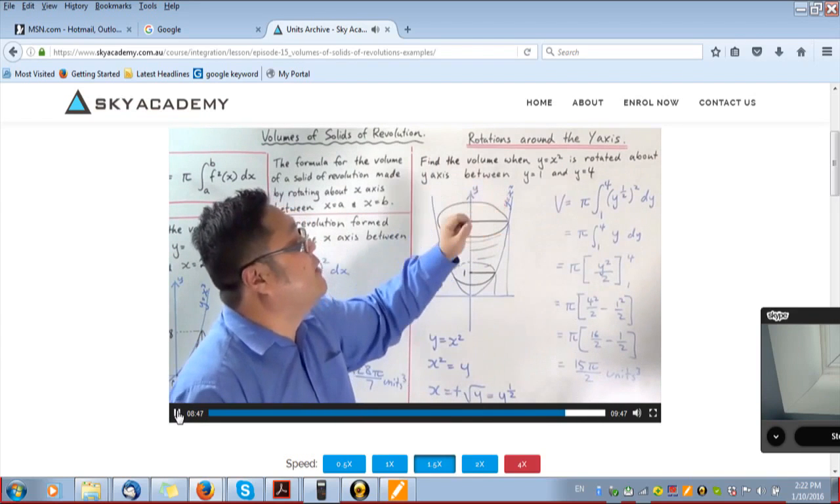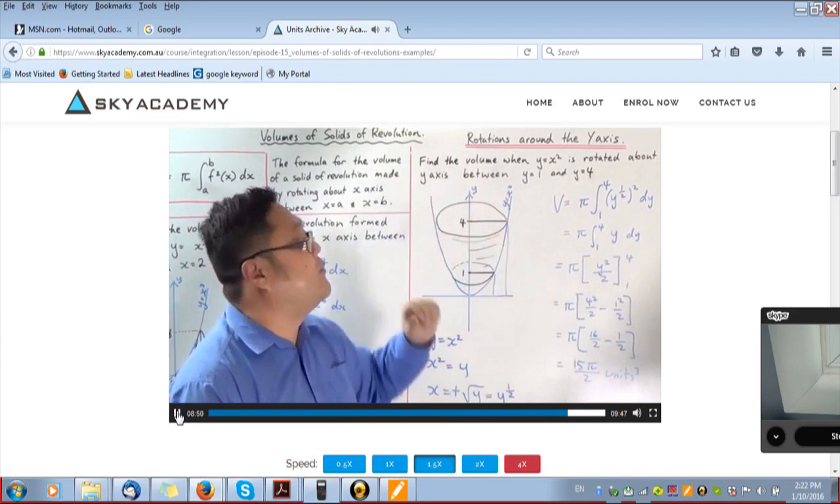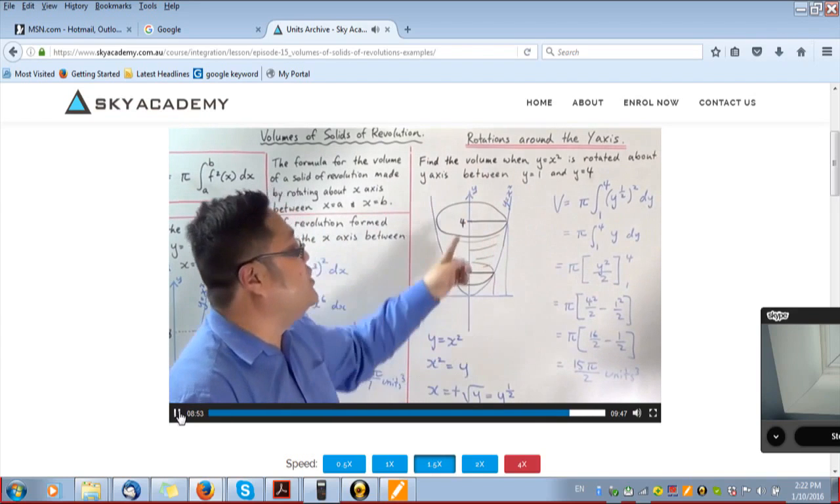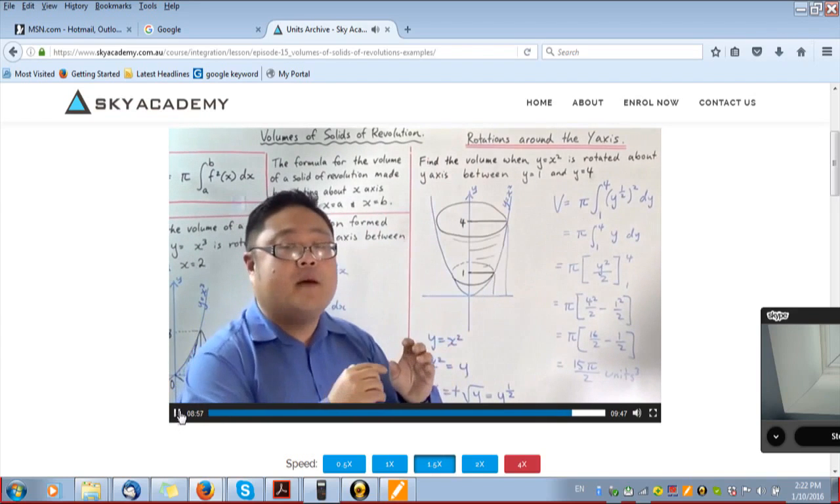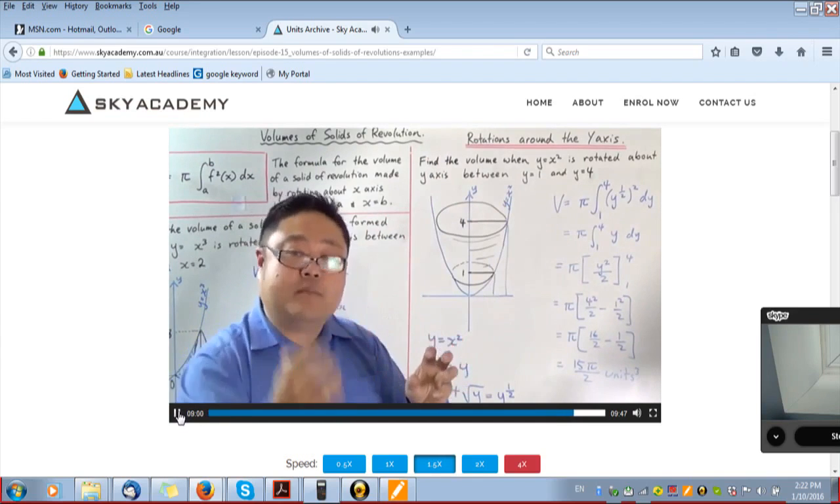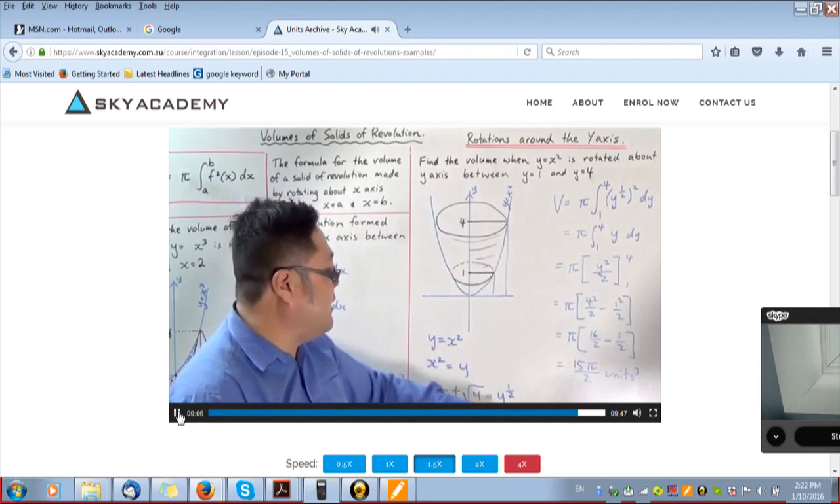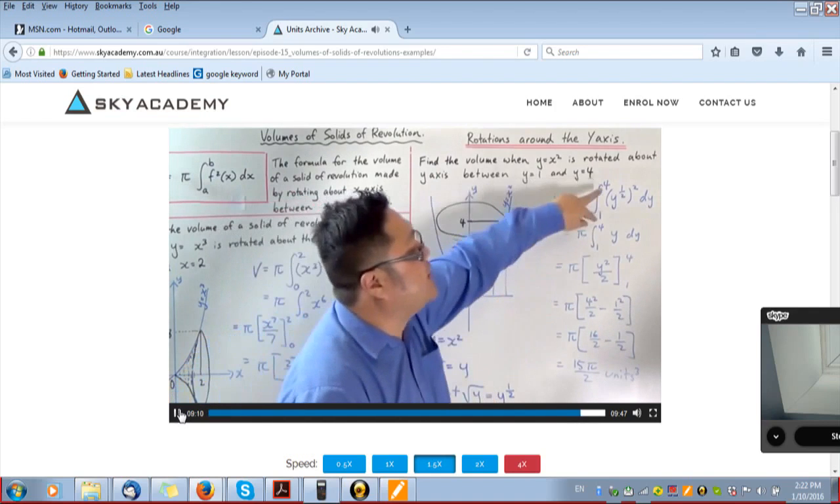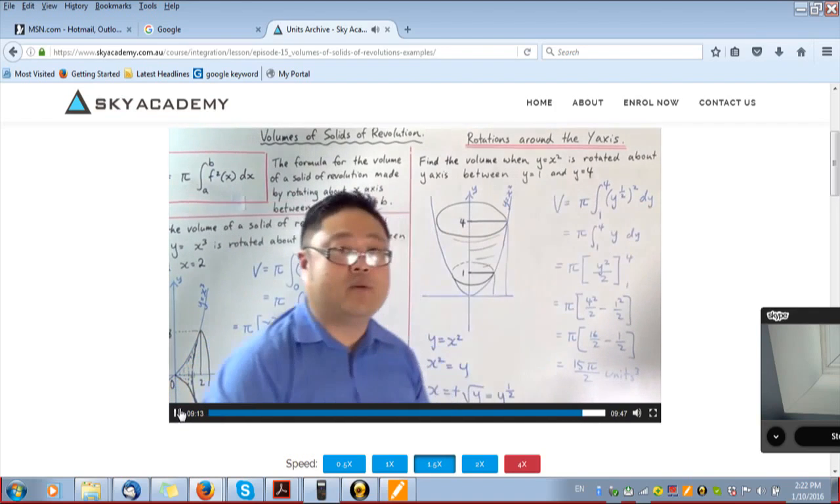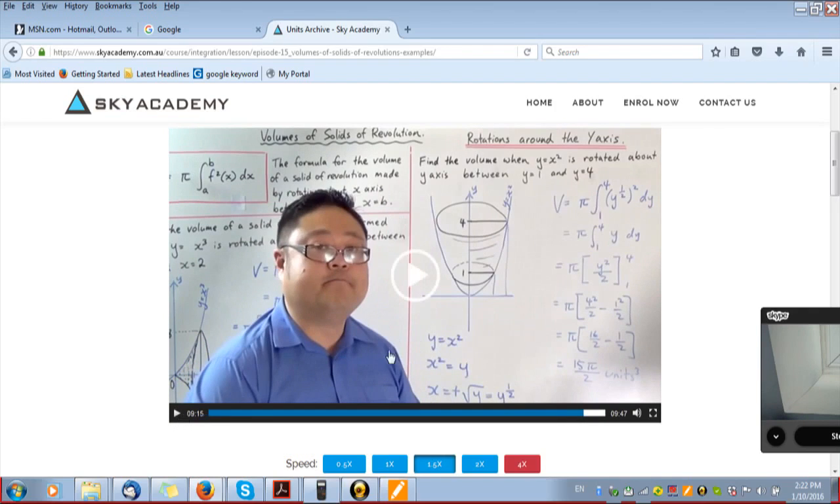And when you're doing volumes of solids of revolution rotating around the y-axis, the other thing to remember is you need to express that function, making x the subject of the formula in terms of y, like we did here, and also change the limits and integrate with respect to y as well. Now, Rebecca, does that make sense?